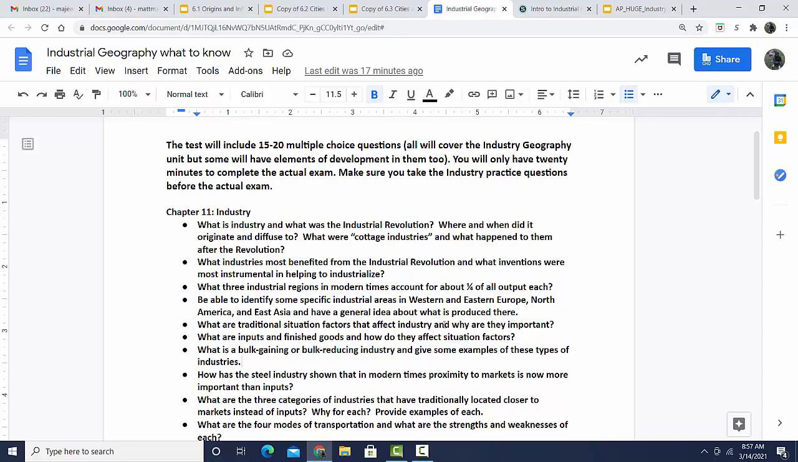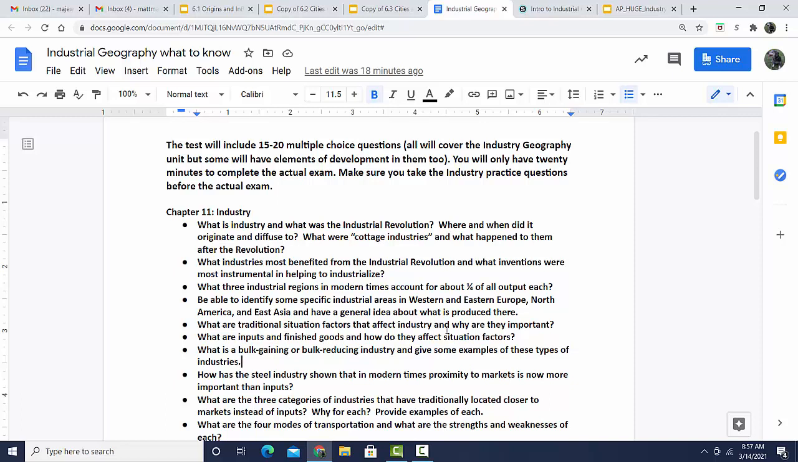What are traditional situation factors that affect industry and why are they important? Okay, so we're getting into the Alfred Weber area here, right? We're getting into least cost theory. What are traditional situation factors? Well, what Weber talked about, remember, was that when an industry locates, it's going to pay attention to its proximity to its inputs. And remember, the inputs are the resources needed to make it, right? So the products or ingredients, I guess we'll say, that you need to make it.